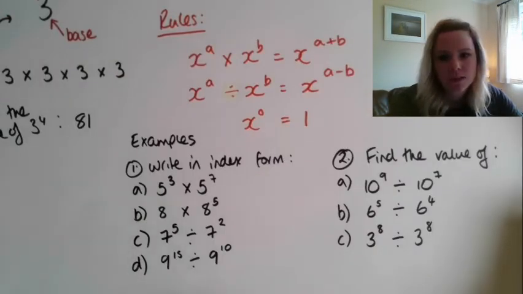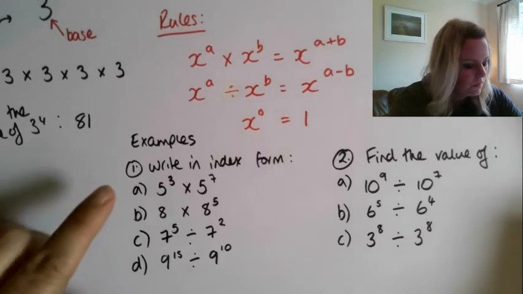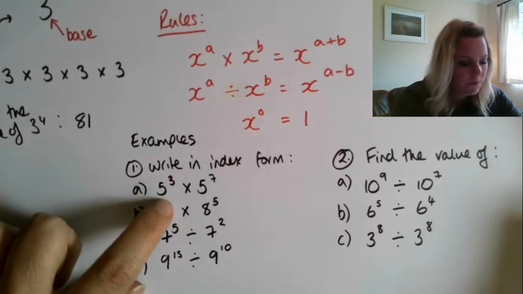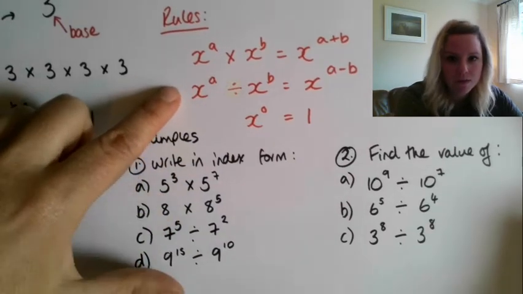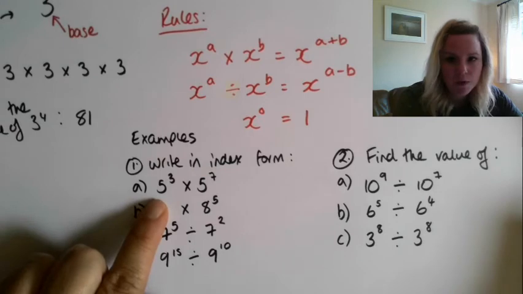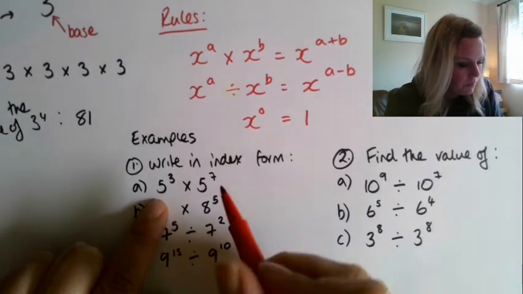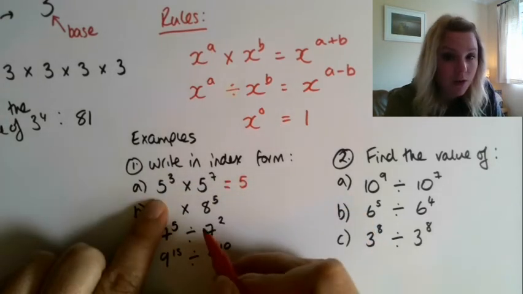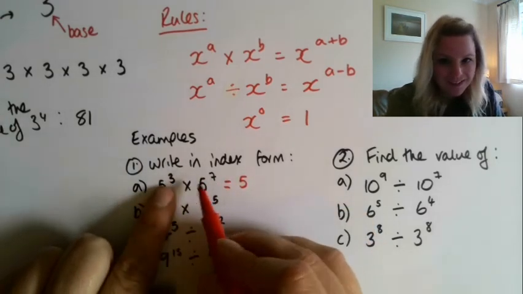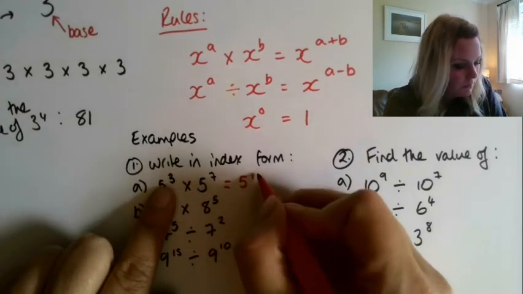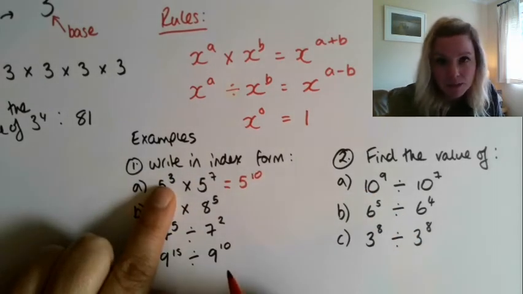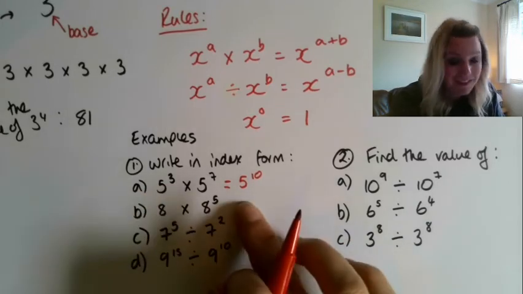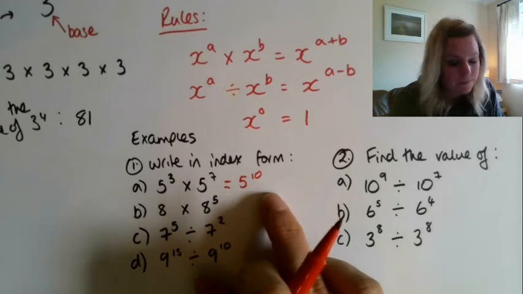Right, so let's work through these examples here. So for the first question, I have said write these in index form. So we're just going to be applying these rules, which are up here. So 5 to the power of 3 multiplied by 5 to the power of 7. That's going to be equal to 5 to the power of these two powers added together. So 3 plus 7 gives me 10. Now the question hasn't asked me to figure out the value of that, so that is my final answer.